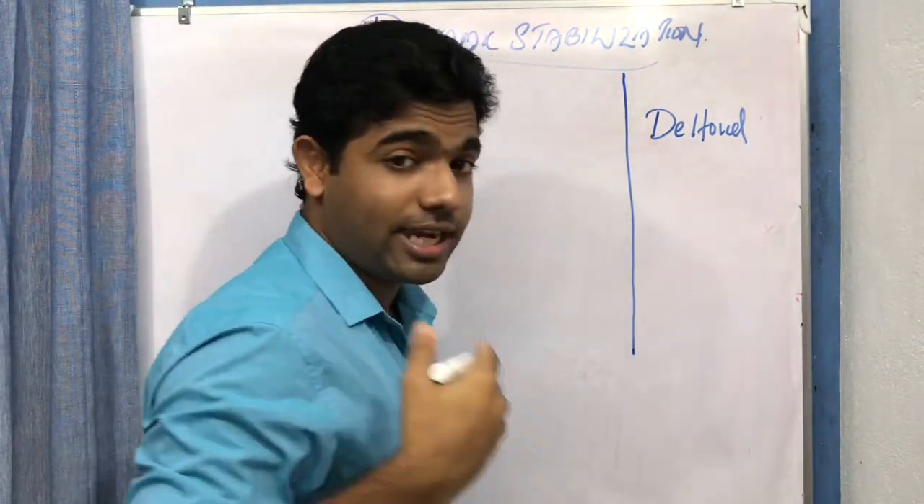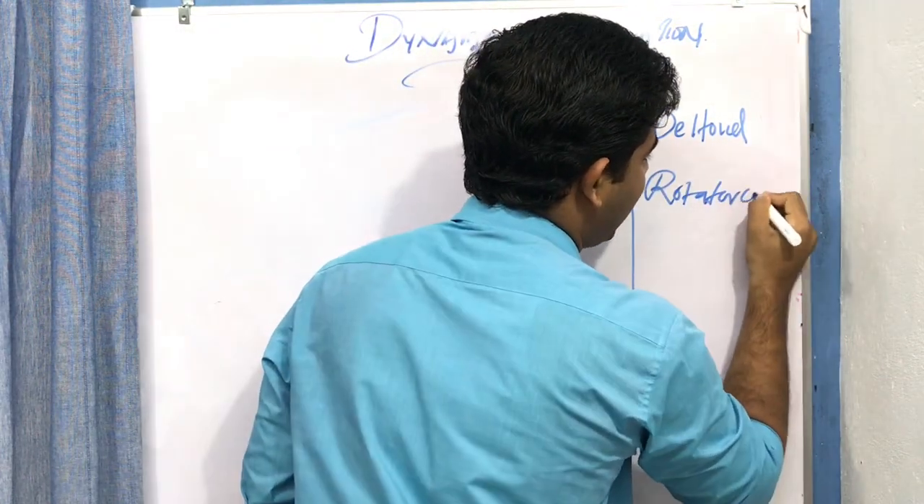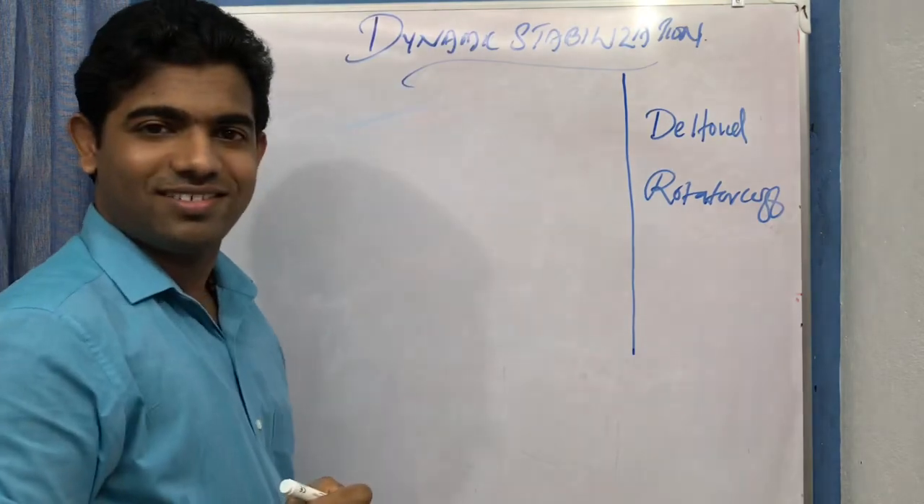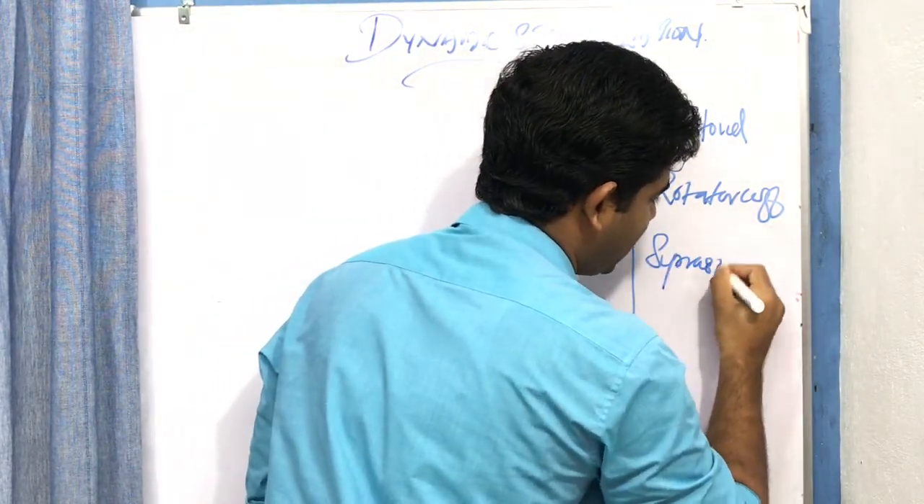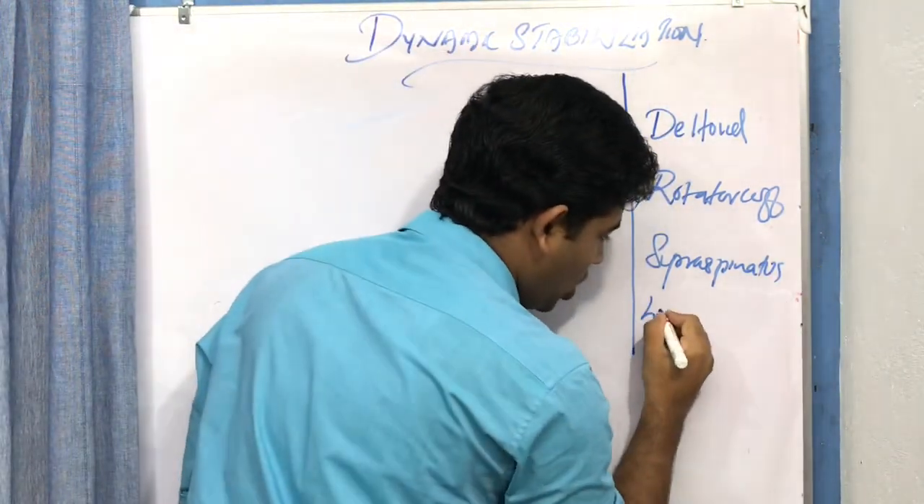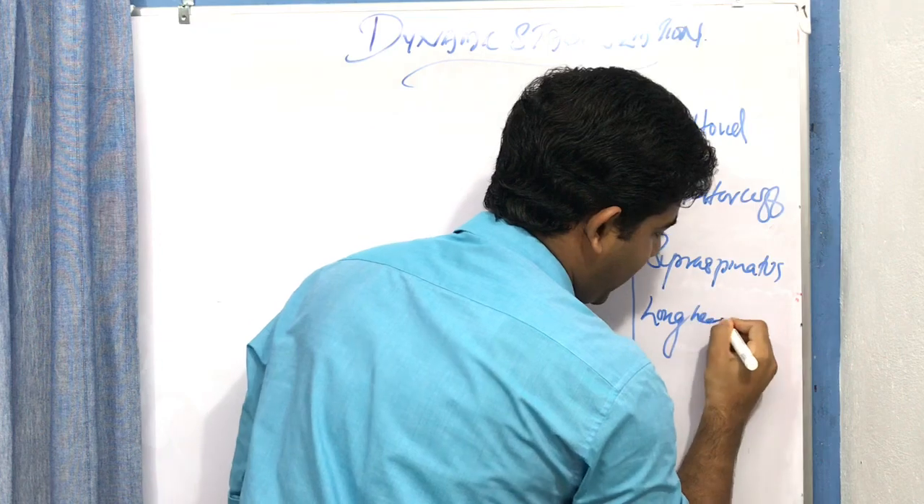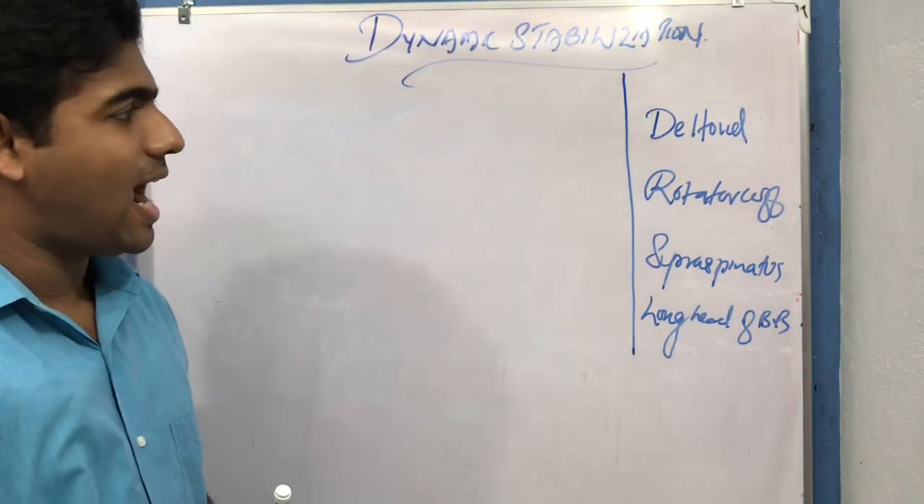The second one, can you just name it? The rotator cuff muscles and the dynamic stabilization, right? Yes. The third one is the supraspinatus and the dynamic stabilization. And the last one is the long head of biceps brachii, BB, and dynamic stabilization.